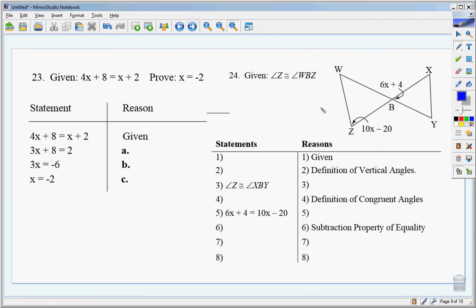The two proofs. The first proof is strictly algebraic. They gave you this information. Take a look at what's there. To get from here to here, they obviously took this x away. They put their x's together. That is the subtraction property of equality. To get from the next step, they took 8 away from both sides, also the subtraction property of equality. And the last step, they had to divide both sides by 3. This is the division property of equality.